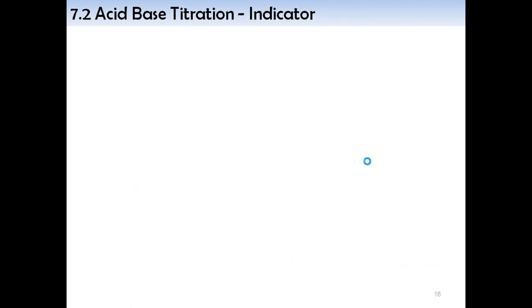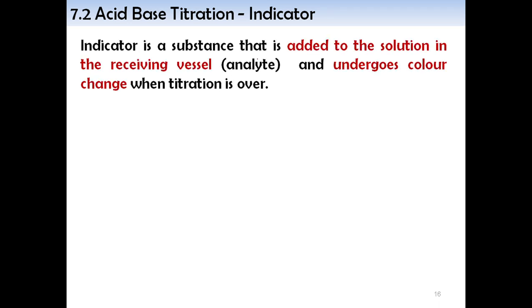I'm going to move with indicator. So indicator is a substance that is added to the solution in receiving vessel. So means in conical flask lah. So indicator ni buat apa? Dia akan tukar color change when titration is over at end point. Jadi apa guna indicator? Kalau awak tak letak indicator, memang awak tak tahulah bila titration dah habis. Sebab tak ada perubahan color pun. So indicator ni gunanya apa? To show you the color change at end point.